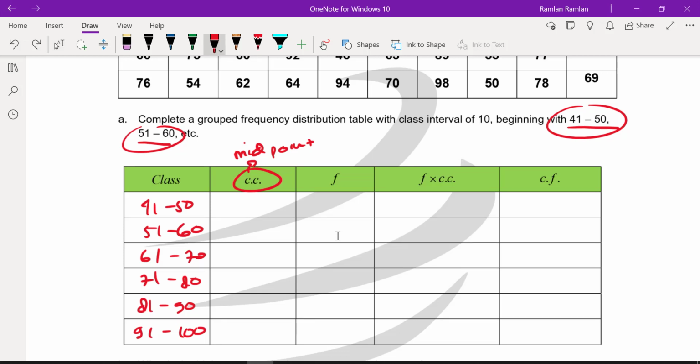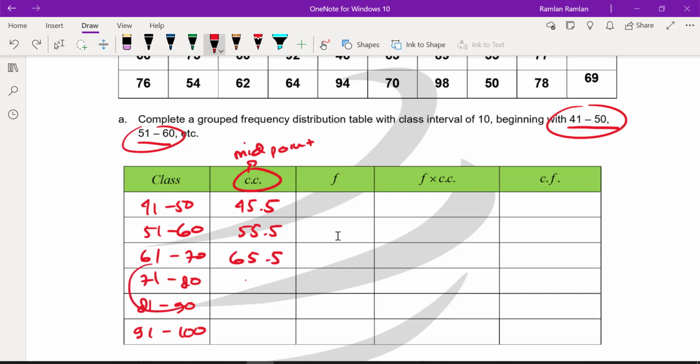The midpoint is only adding 2 numbers, the most left and the most right, and then dividing by 2. So the same thing with this one, you only need to add these 2 numbers and divide by 2. If you add 50 plus 41 and divide by 2, you will get 91 over 2, or 45.5. The same thing with this one: if you add them together and divide by 2, you'll get 55.5. The same thing with this one, it is 65.5.